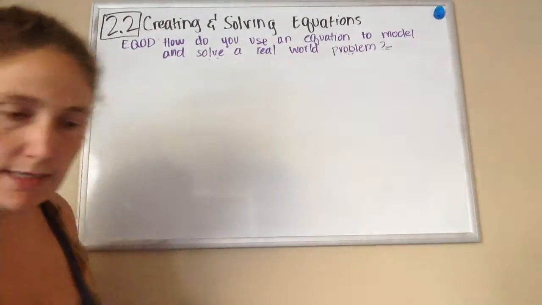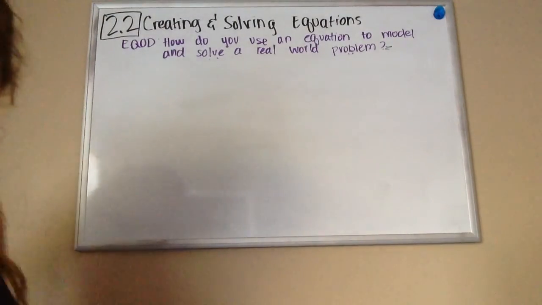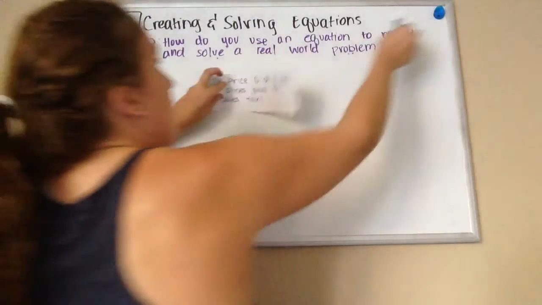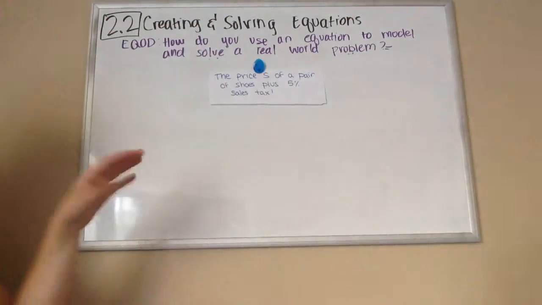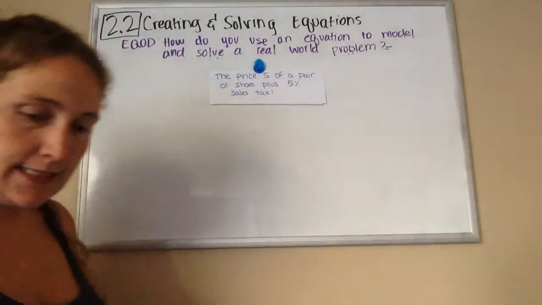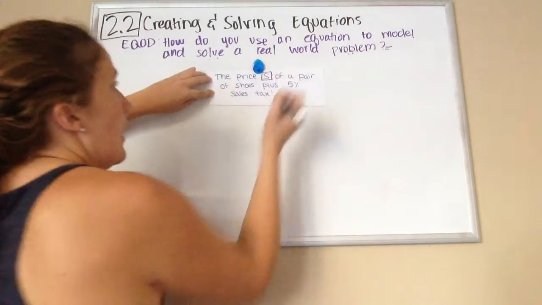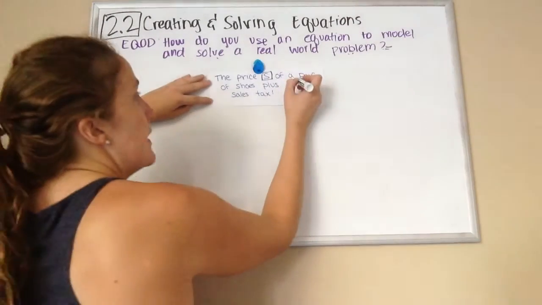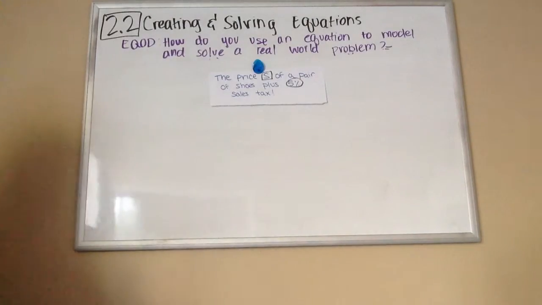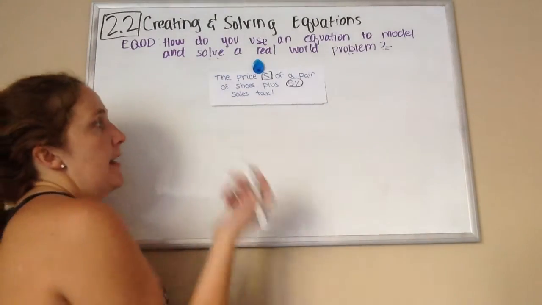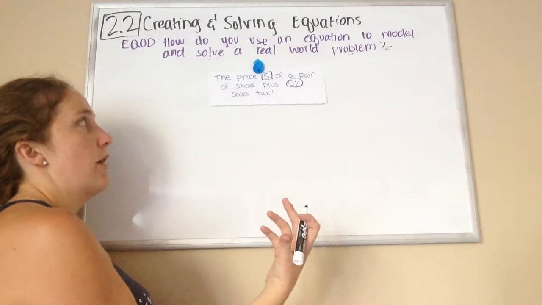We're still just going to write some more problems, but we're going to be doing ones that are a little bit different. Okay. So right here, this says the price S of a pair of shoes plus 5% sales tax. Remember, we're still writing an expression, and we're trying to see how much this is actually going to cost. So we're writing an expression for the total cost.